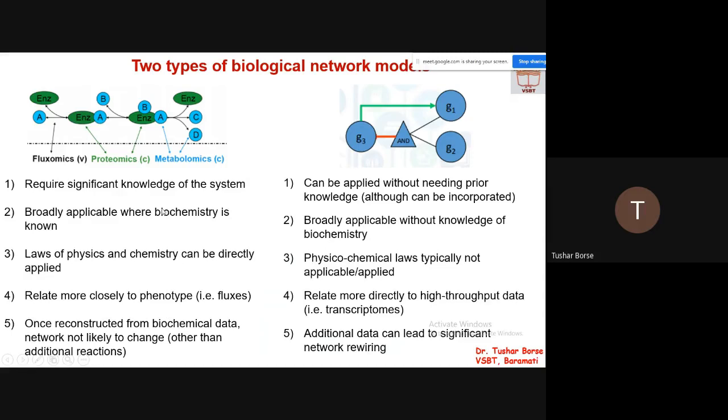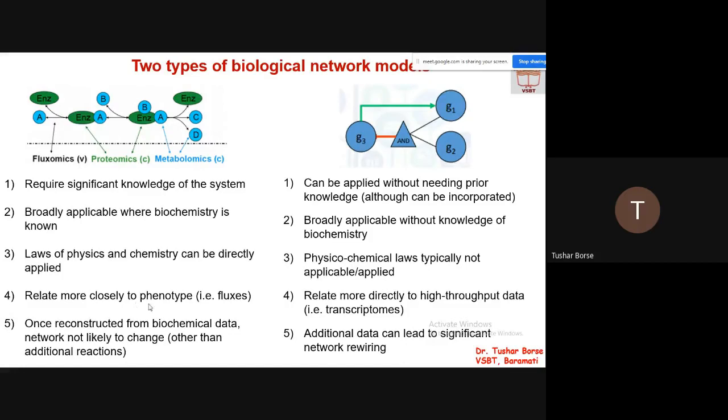So from this you can now understand when I'm talking about the biochemical. There you can see, which I told you, that you require a significant knowledge of the system. You should understand the biochemistry. You should understand what kind of physics or chemistry can be directly applied there, because all these physics and chemistry laws are applied to our living system.